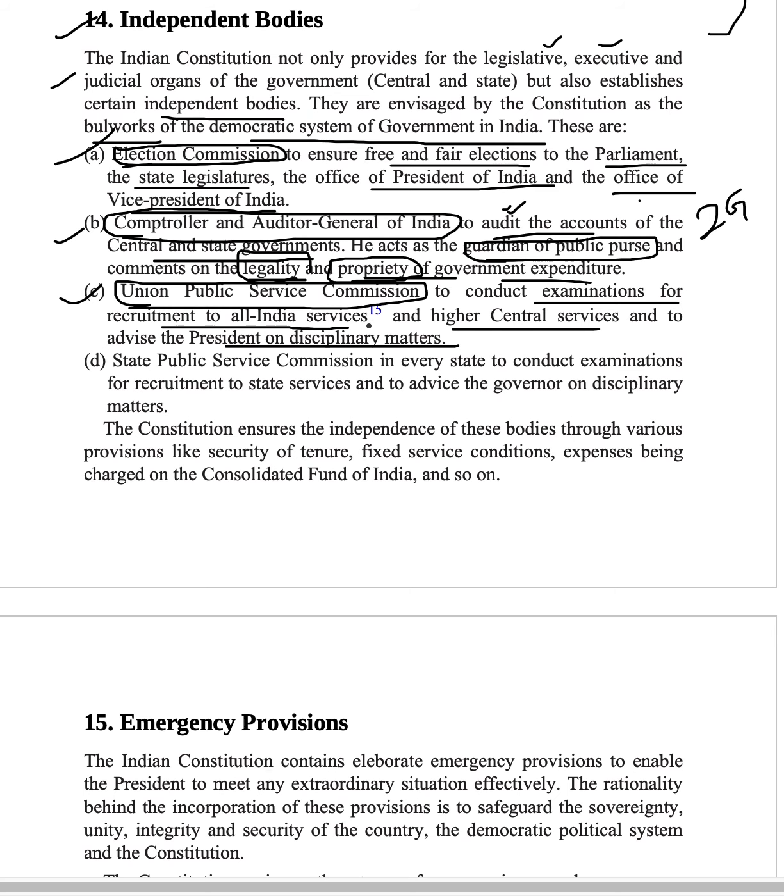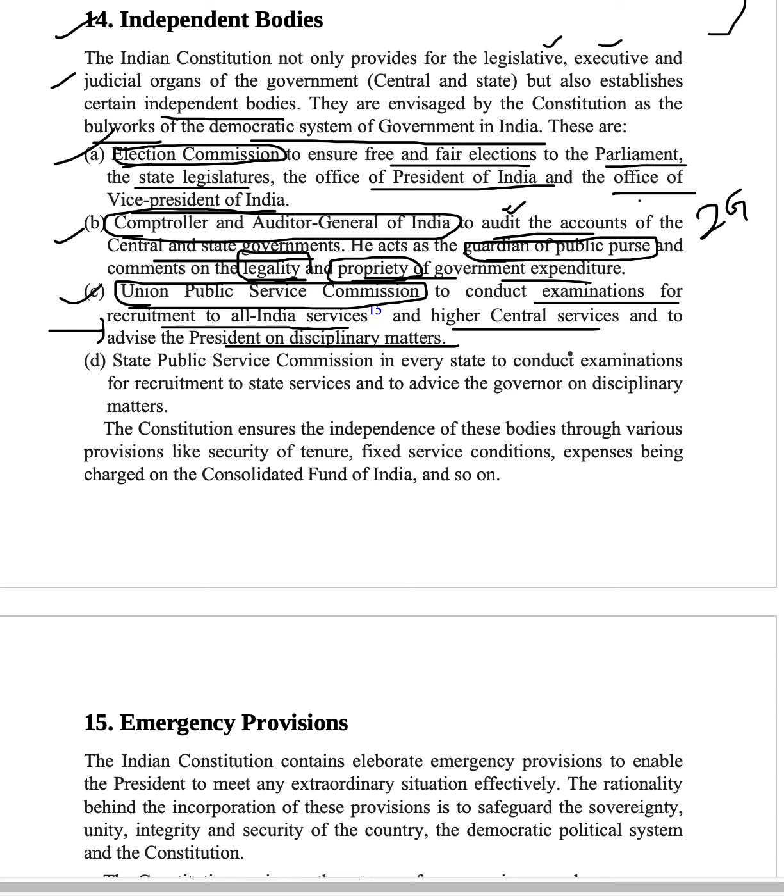So basically, these are the functions: recruitment is done by the UPSC for all India services. There are basically three services: forest service, administrative service, and police service. And higher central services, basically class 1 services of the central government, all these IRS, IFS, audit and accounts, and so many. There are almost 20 services of the central government.